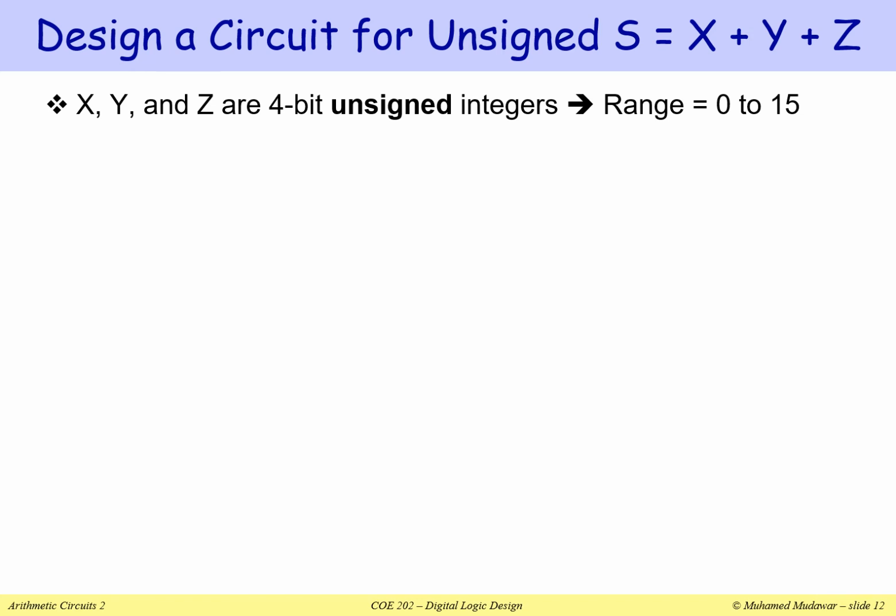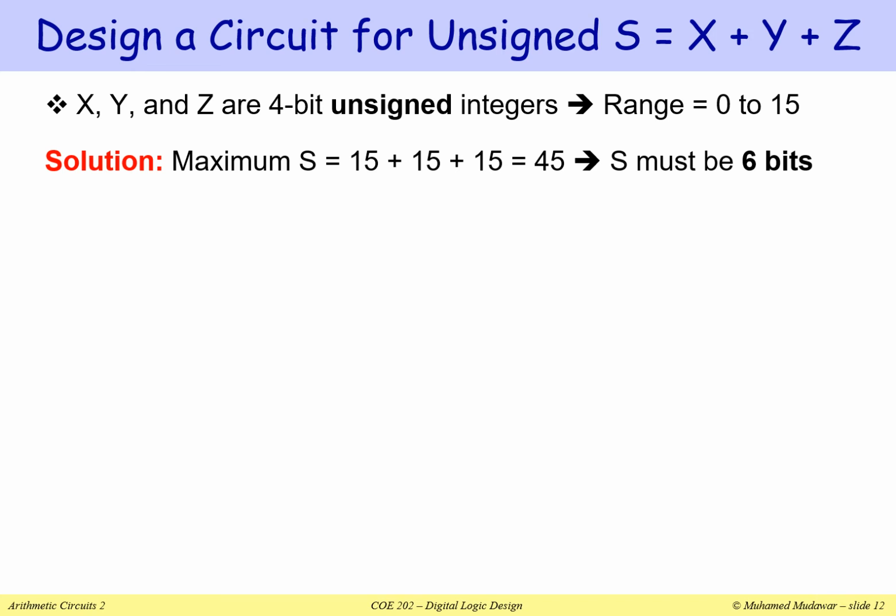Now we can actually design more circuits. For example, I can design a circuit that can calculate the sum of 3 unsigned integers, x, y, and z. Now suppose that x, y, and z are unsigned integers, then their range will be from 0 to 15.